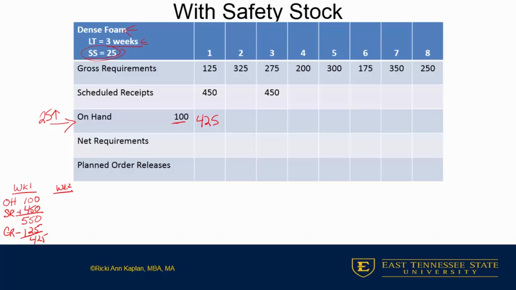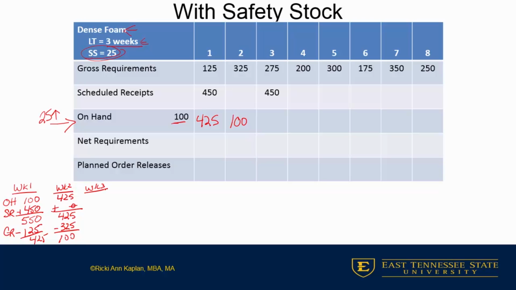Week 2. How much was left on hand at the end of week 1? 425 units. Do we have a scheduled receipt? Nope. That leaves us 425 units that we're able to use during this time bucket. How many do we plan on using? Our gross requirements. We plan on using 325 units, which gives us 100 units at the end of time bucket 2, or at the end of week 2. Both of these numbers, notice, are well above 25, our safety stock. We're still good. We're doing wonderful.